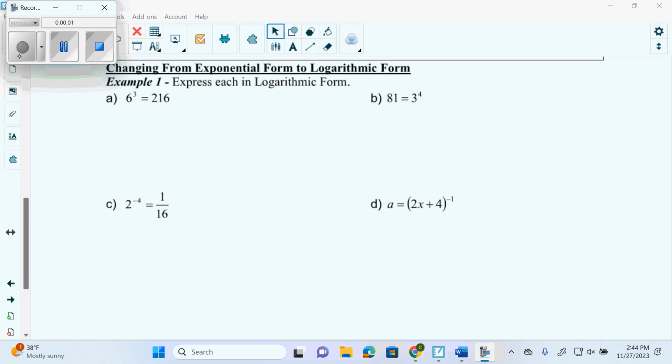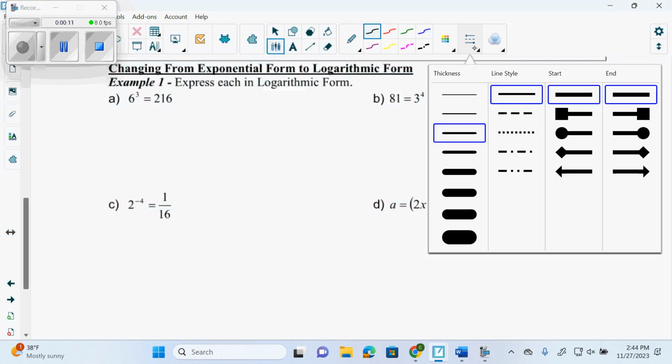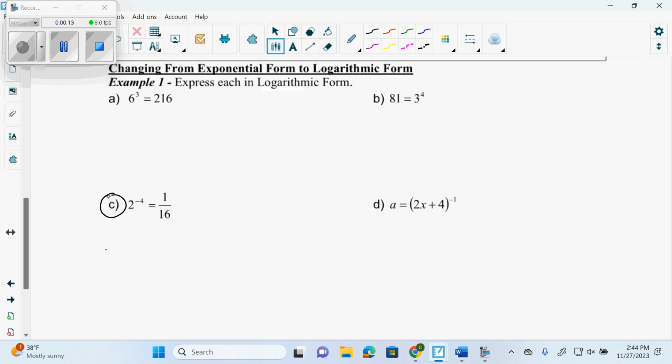Recording you now. All right, so we need to express these in logarithmic from exponential. So we're going to do this one and this one because we've already done it before. I'm going to do the first one. So we have to convert this to a log. So we write the word log.